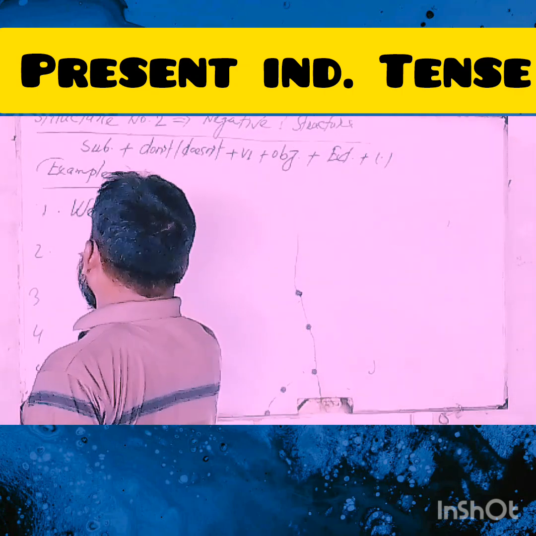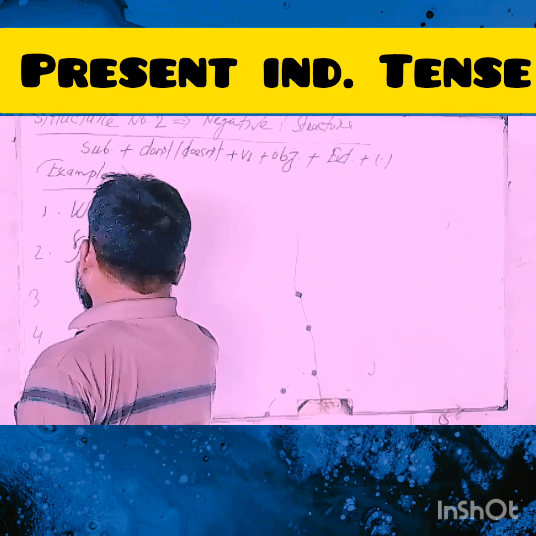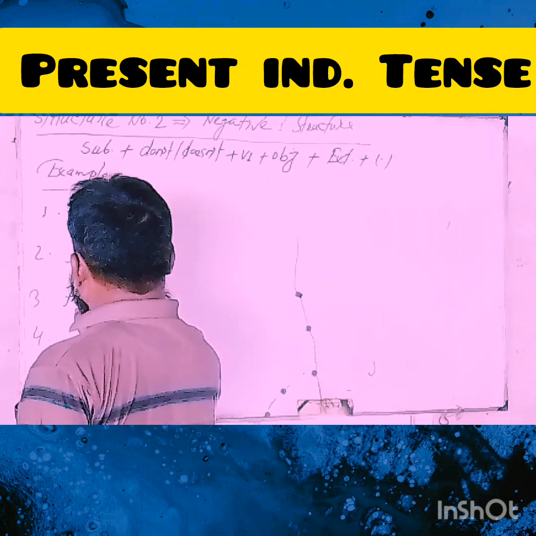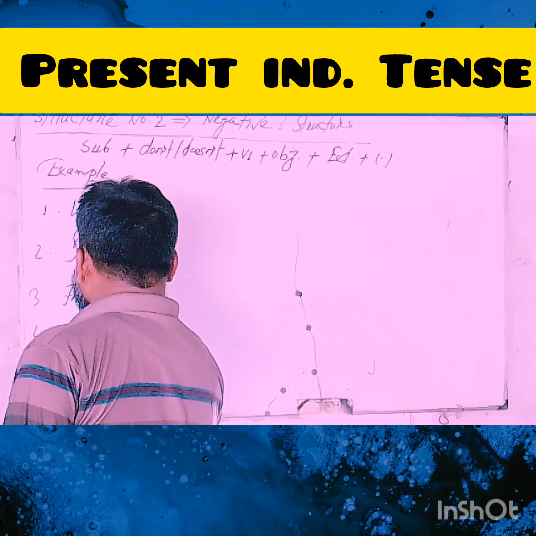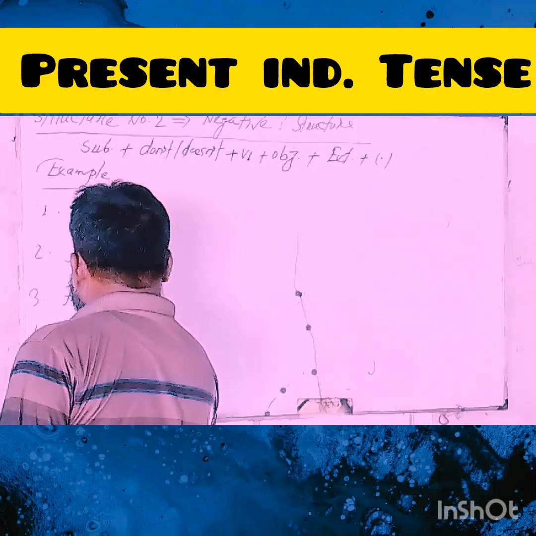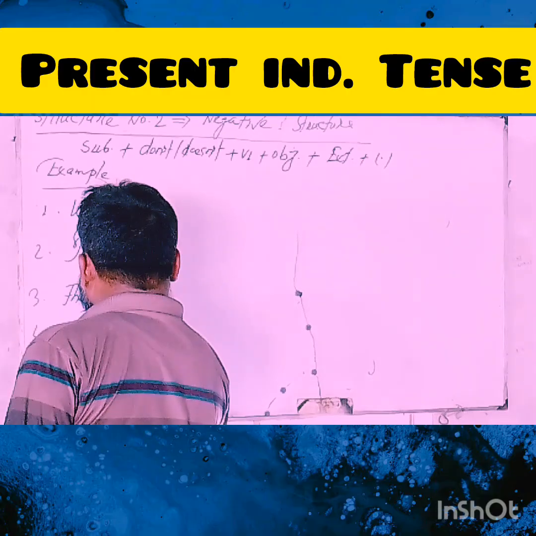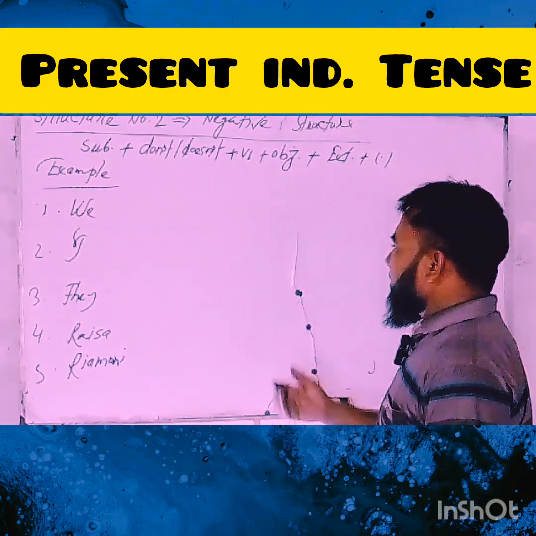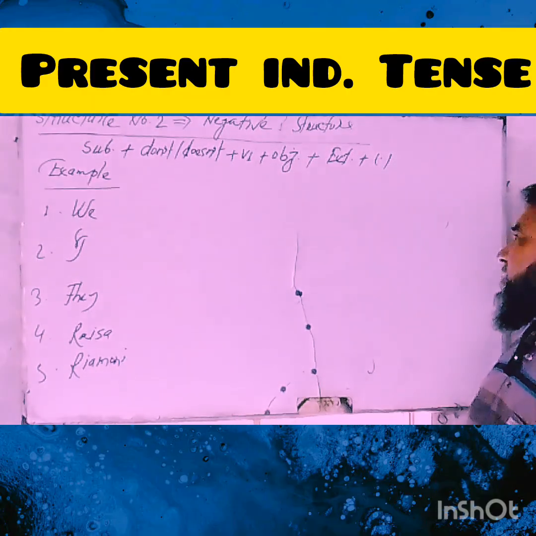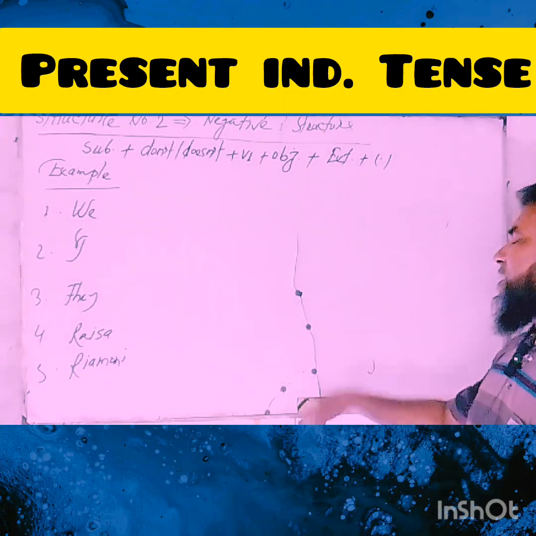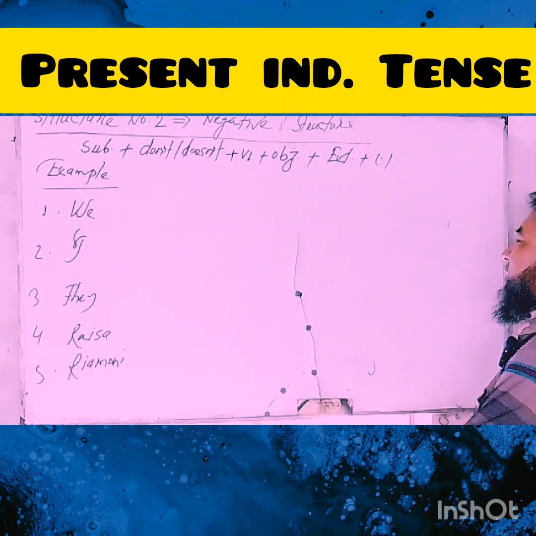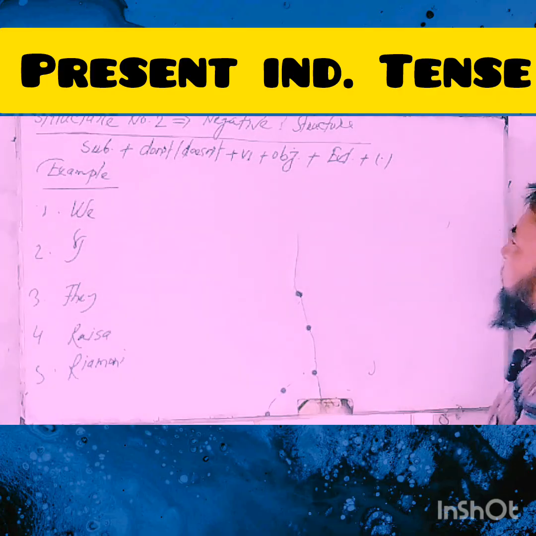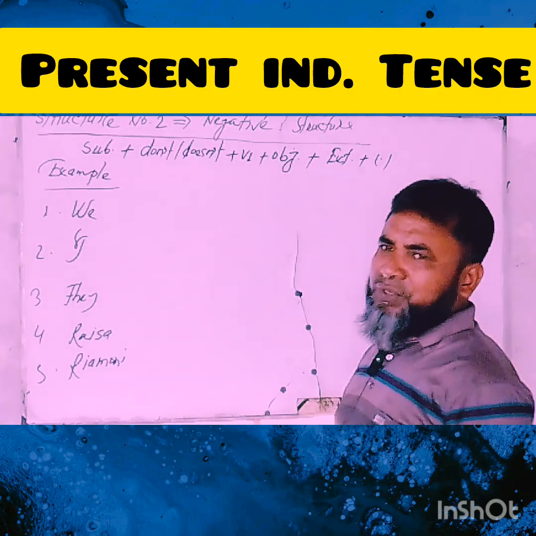At first, we have to use subject: we, I, they, Raisha, Ria. Okay, these are subjects. At first, I wrote subject. At this moment, my dear learners, I'm trying to form five sentences with this structure. Then you'll have to use don't or doesn't.